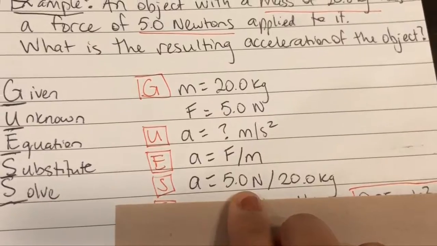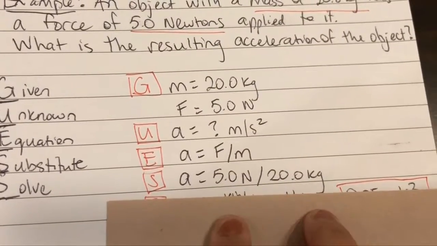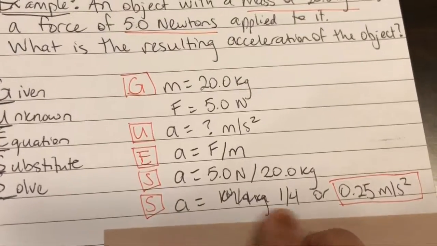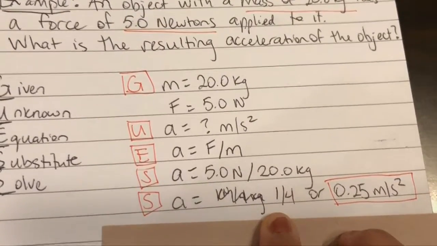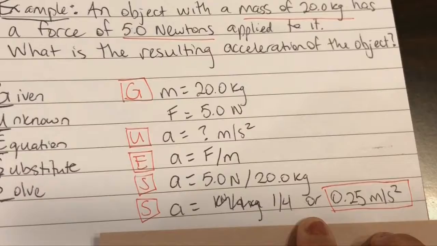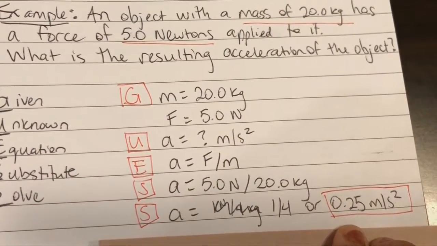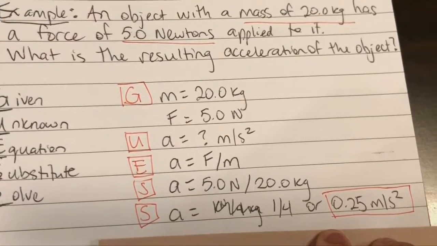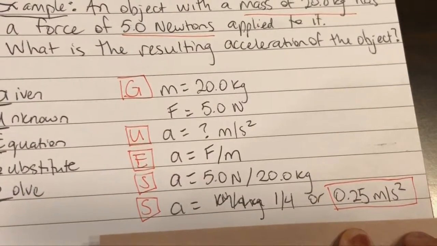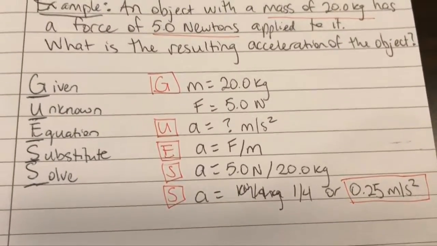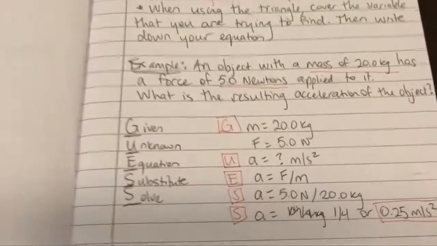So acceleration is equal to 5 newtons divided by 20 kilograms. Okay, solve. We have acceleration is equal to 1 over 4. Or in physics and in science in particular, we do prefer decimals. So you do need to change that into the decimal point. So it'll be 0.25 meters per second squared. All right, make sure you write that in on your page.